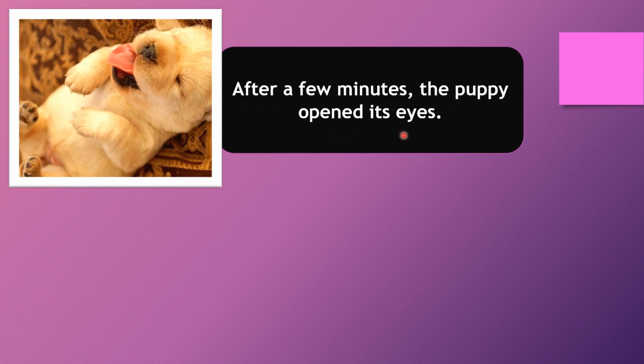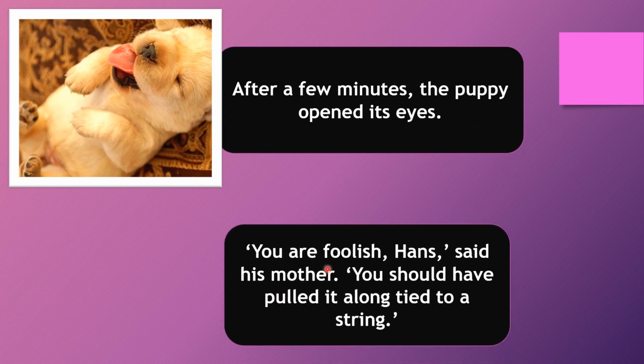After a few minutes, the puppy opened its eyes. Completely, the puppy was unconscious and it did not move. As Hans stuffed the puppy very tightly into his pocket, the puppy could not breathe and it had closed its eyes. So what happens after a few minutes? The puppy opens its eyes.